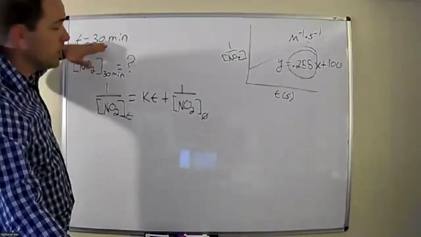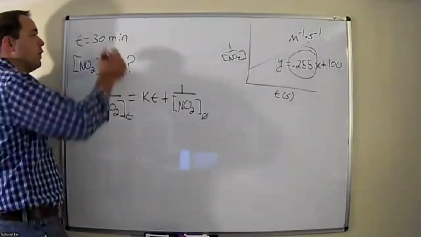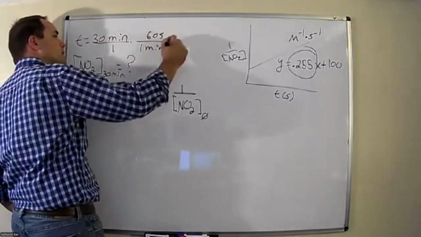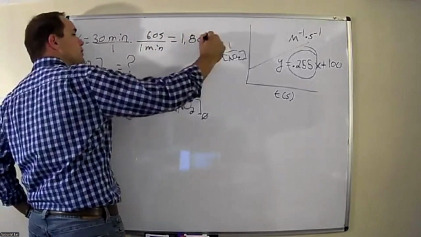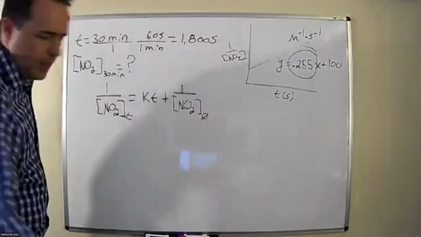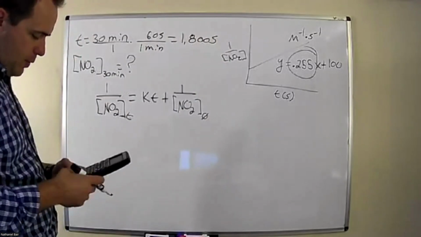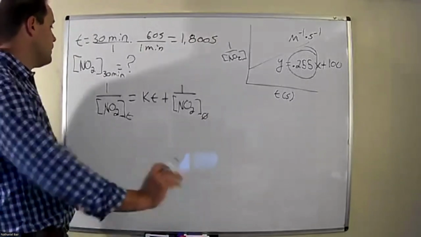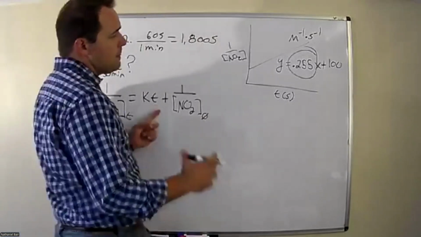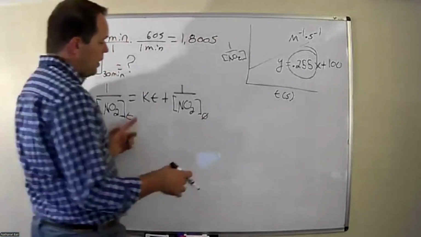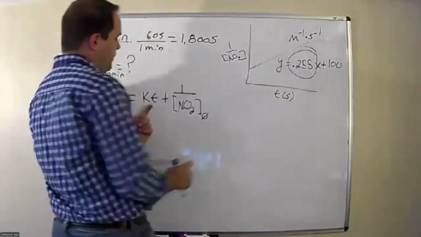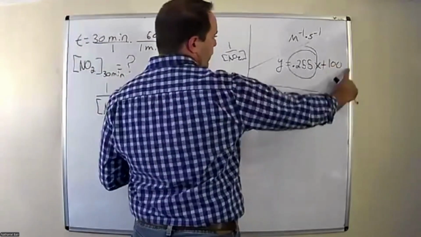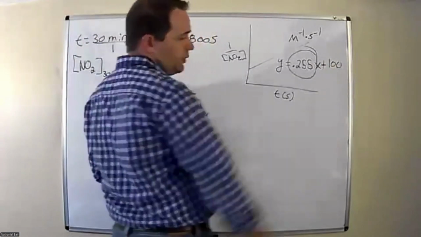So I would convert that time. That's an easy conversion, right? 1 minute, 60 seconds. So that's 1,800 seconds. Okay, I better check it. It's late at night. 30 times 60, 1,800. So that's what's going to go in for time. And we have everything else, right? We have the slope, 0.255. We converted our time to seconds, and we have 1 over the initial NO2 concentration as 100.